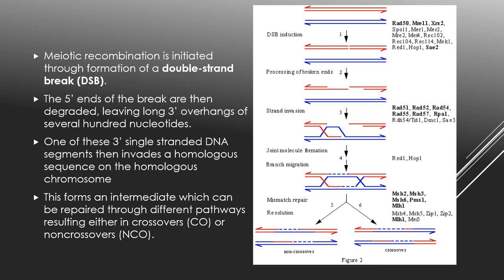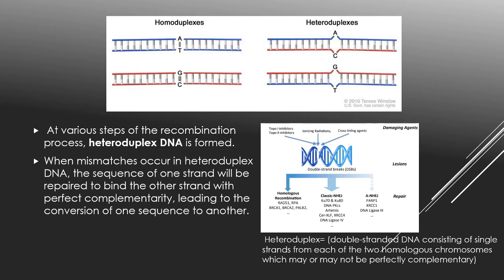So what happens that you can see in the picture, blue is invading that empty space between the red. So the DNA repair mechanism will use the blue as a template to bridge the red. So what happens? And now you have blue chromosome with part of the red and the red chromosome with part of the blue. So you have an intermediate. At various steps of the recombination process, a heteroduplex DNA is formed. When the mismatch occurs in heteroduplex DNA, sequence of one strand will be repaired to bind the other strand with perfect complementarity, because you know ATCG. So it causes one conversion of a sequence to another.